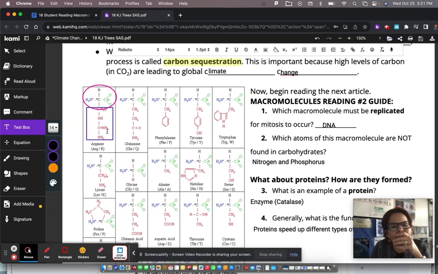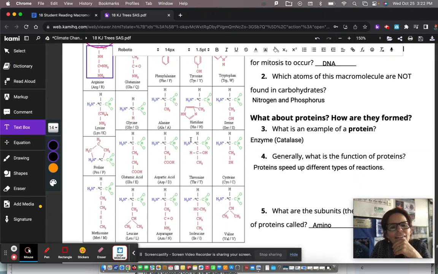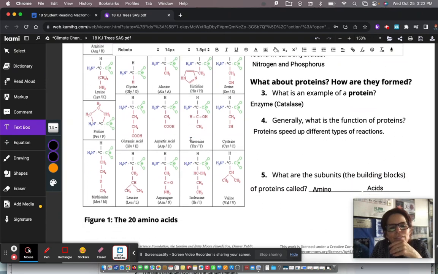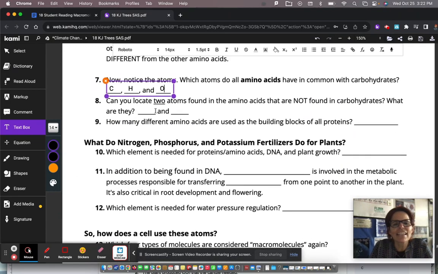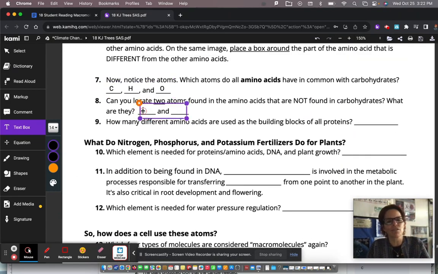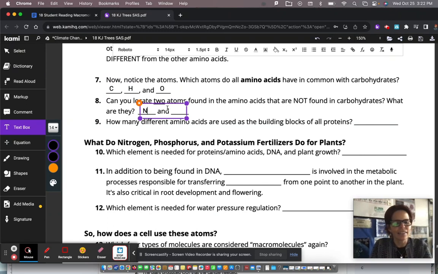I see a nitrogen. Looking for other things. Nitrogen. That's the only thing I see so far. Let's see if we can find one other element. Oh, wait a minute. Look what I found down here. There's an S down there. That's sulfur. That's interesting. That's not in carbohydrates. Okay, so we can write that. 2 atoms that are not found. So one is nitrogen, and the other, let's see if I can tab over, the other one is sulfur. Those are not found in carbohydrates. Okay, let's move on to the next section.